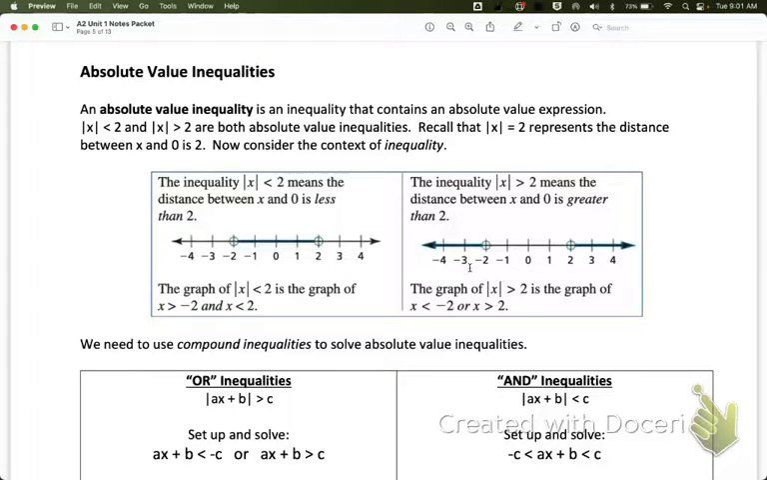Today we're going to talk about solving absolute value inequalities. We saw when we solved absolute value equations, just a quick little reminder here, for example, the absolute value of x plus 3 is equal to 10, that we really end up getting two separate equations.